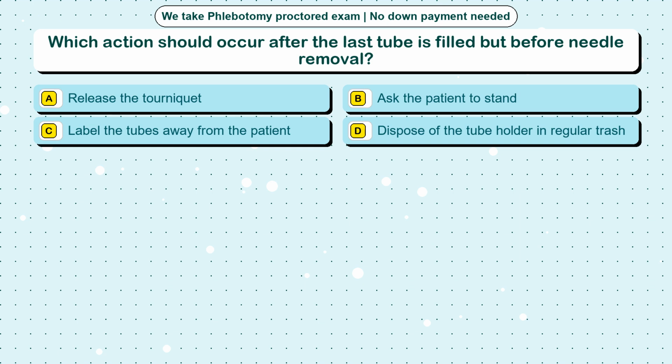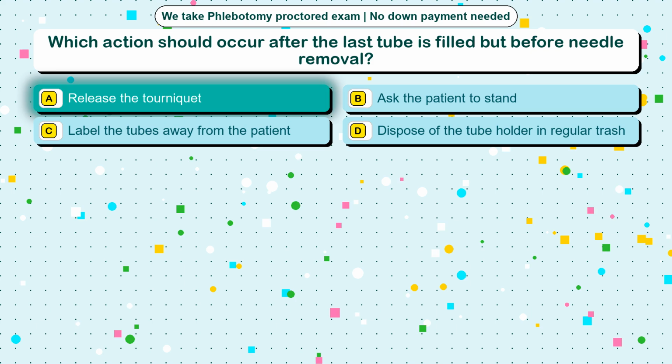Question 55. Which action should occur after the last tube is filled but before needle removal? Option A. Release the tourniquet. Option B. Ask the patient to stand. Option C. Label the tubes away from the patient. Option D. Dispose of the tube holder in regular trash. The correct answer is option A.